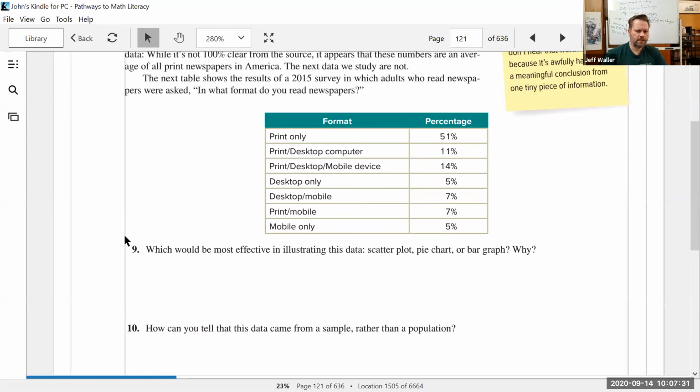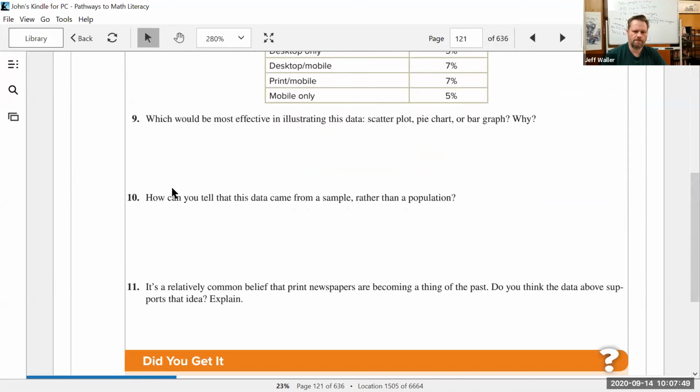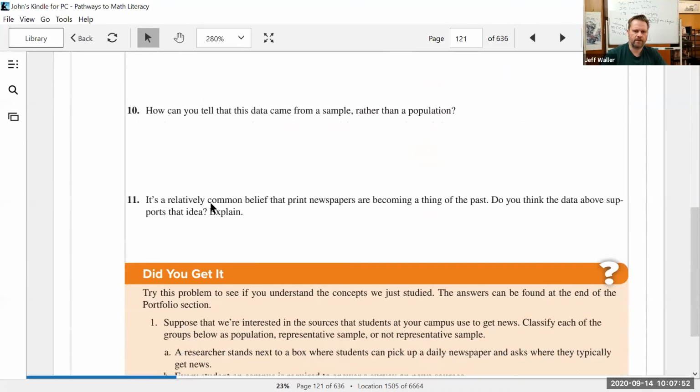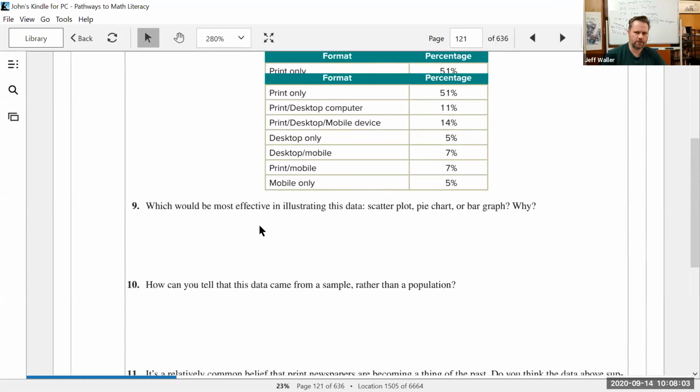So Number 10, notice they say it's the results of a survey, right? So that tells me that it was a sample, not the whole population. It's because it was a survey that was conducted. Okay, and they're not going to get every single person in the United States answering a survey. And of course, print newspapers are becoming a thing of the past. Obviously, does this data support that? Does that trend that we saw support that?